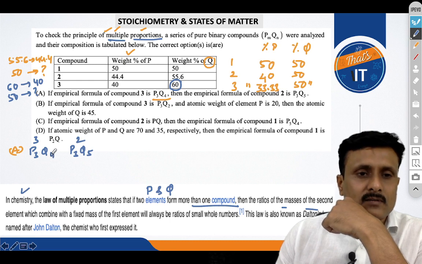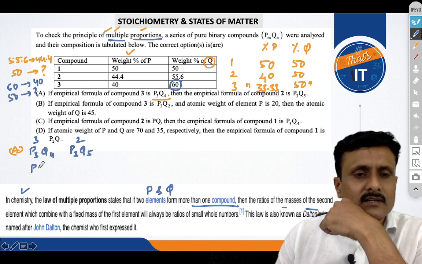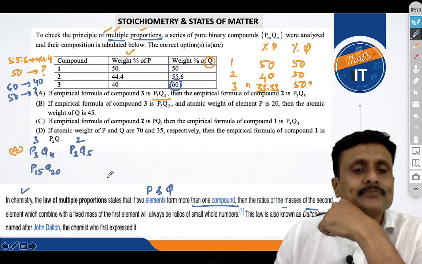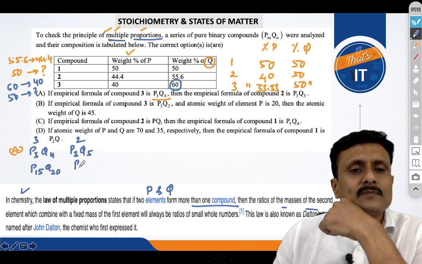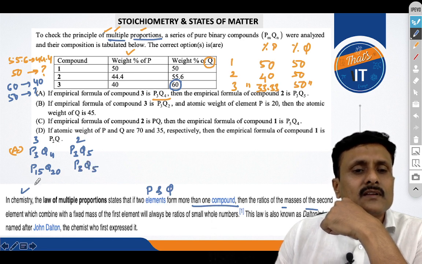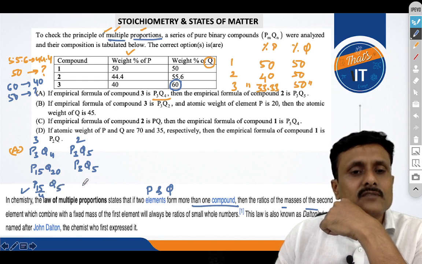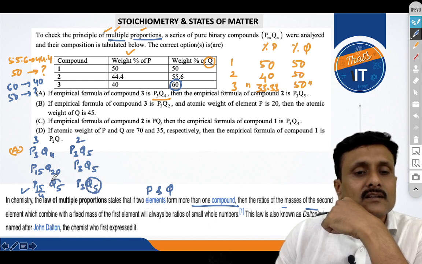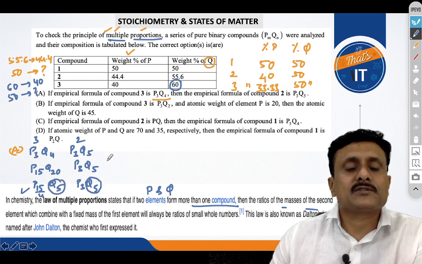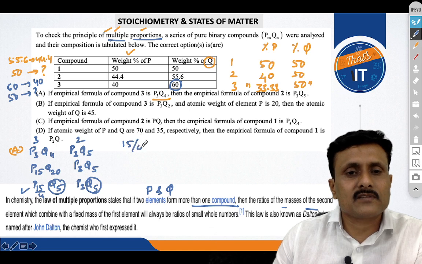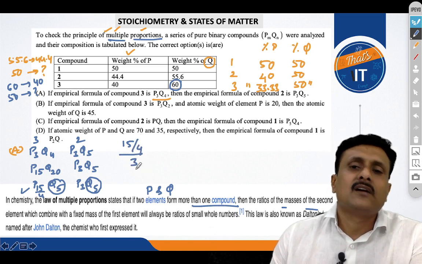So I'm going to bring this, so what this will become is 15 and Q20, alright. So this is P3 Q5. Then I'm going to divide this whole equation by 4 so that I get 5 units of Q, because we are going to fix one element and find out the mass ratio of these two elements. How much is that in compound 3 versus compound 2, right? 15 by 4 divided by 3. This is the mass ratio of 3 versus 2.